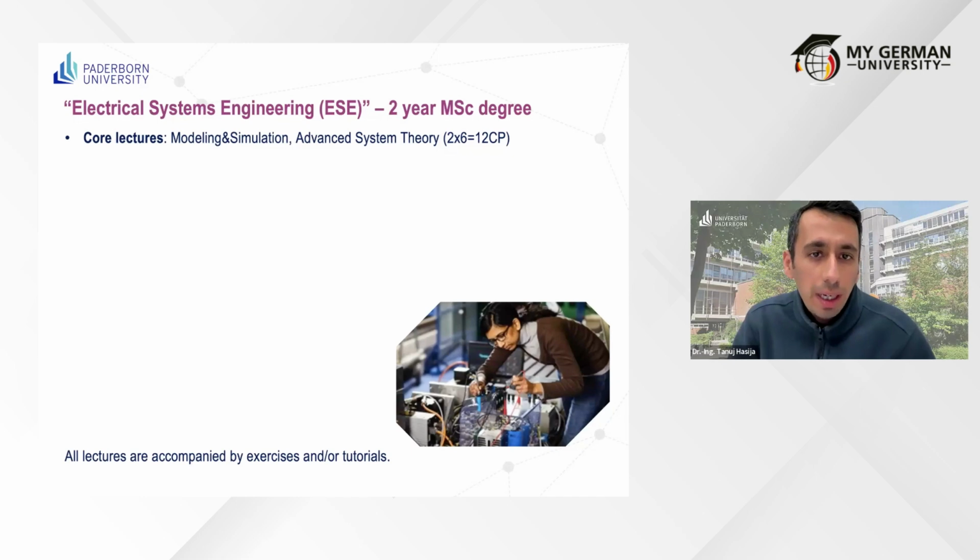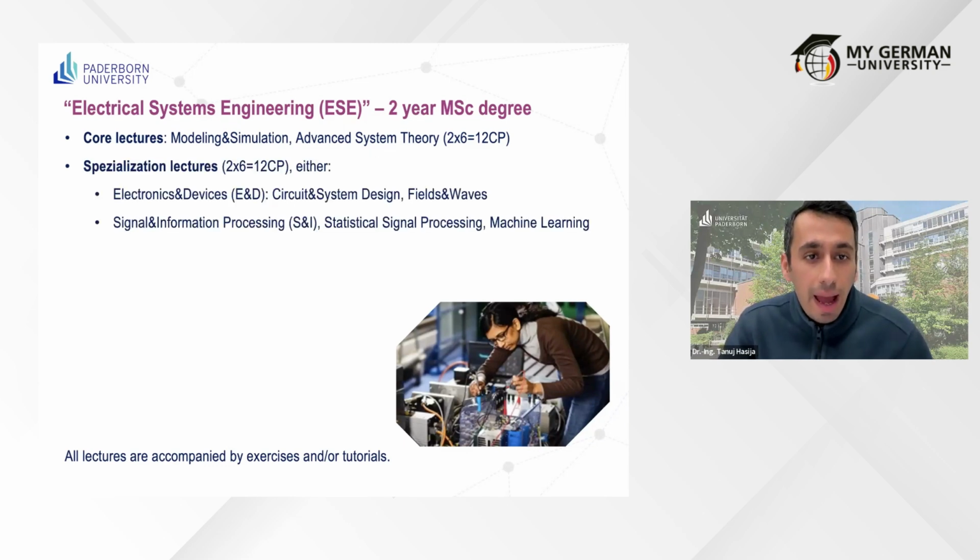So the core lectures. Coming back to it, as with most master's courses in Germany, it's a 2-year course. Usually it takes around 4 semesters to complete. The core lectures are based on modeling and simulation and advanced system theory, so talking about system and control theory.